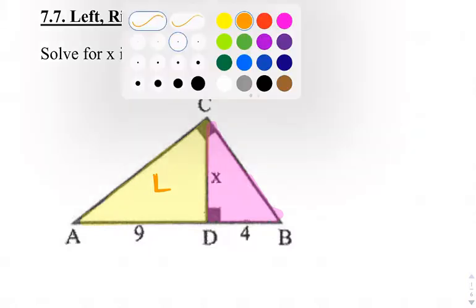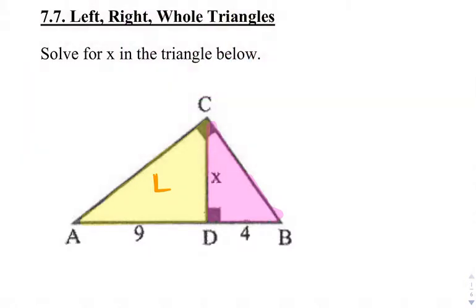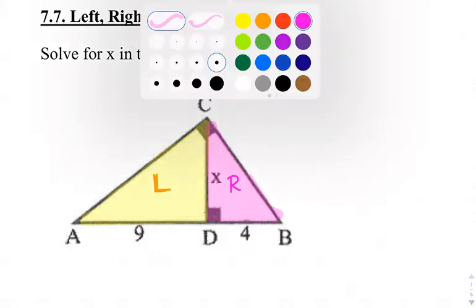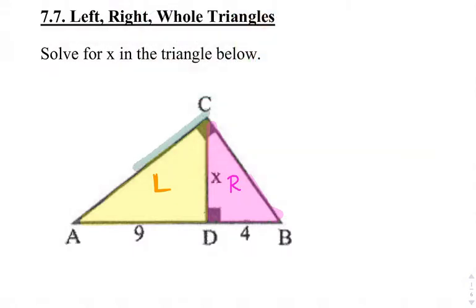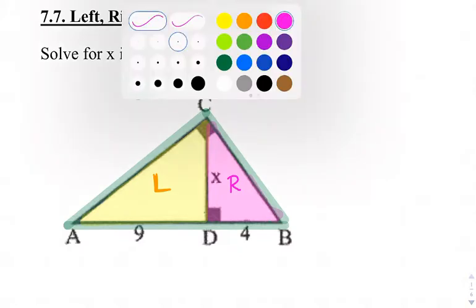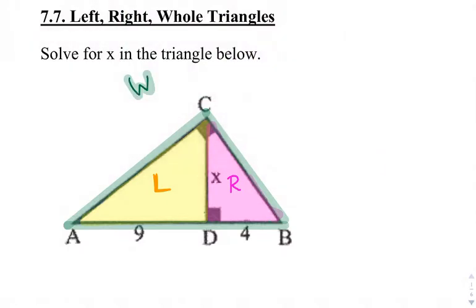Triangle 2 now is CDB. So that's my pink triangle. Lastly, if I look, I have a big triangle here, ACB, and that's referring to both the left and the right put together. So there's three different triangles in here. I have a left, a right triangle, and then I have a whole triangle.